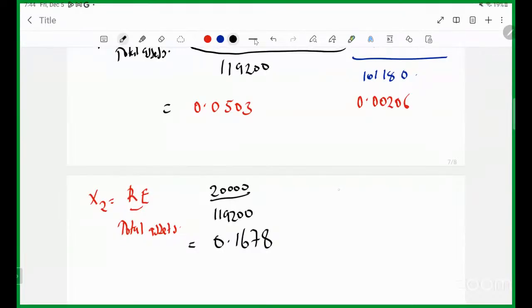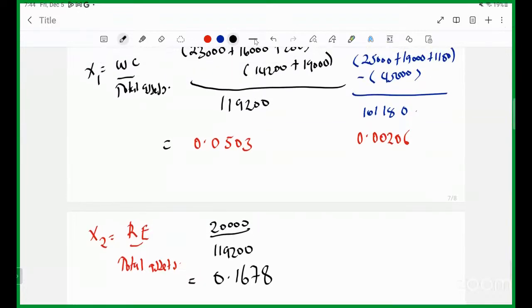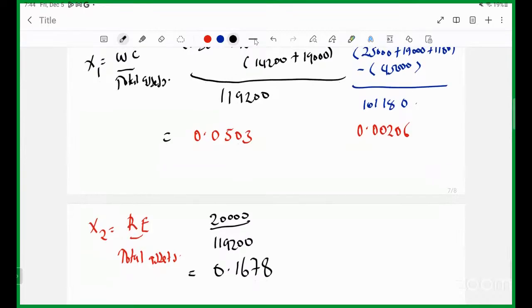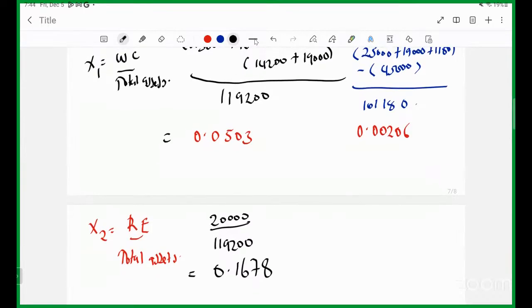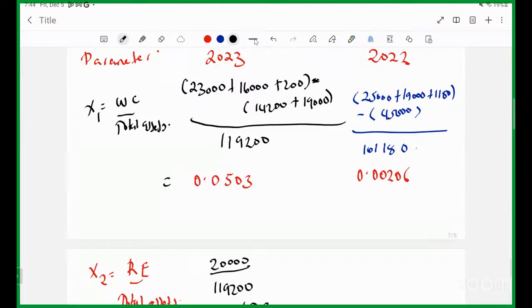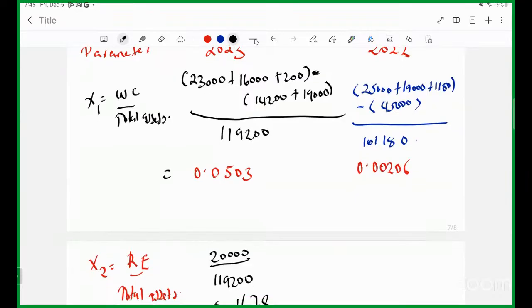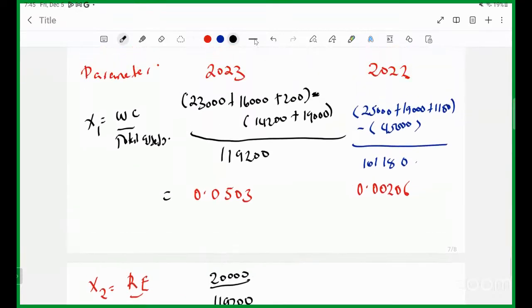As for 2023, I'm having a different figure. As for 2022, which one? You mean on X1? 0.0206. Me, I'm having 0.009. I don't know if I'm computing wrongly. Someone is saying under 2022 they have a different figure on X1. I'm having the same, 0.1678. No, I mean this gentleman means on X1 under 2022, they seem to have a different figure. This one.